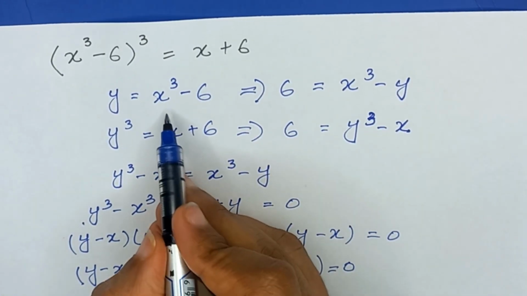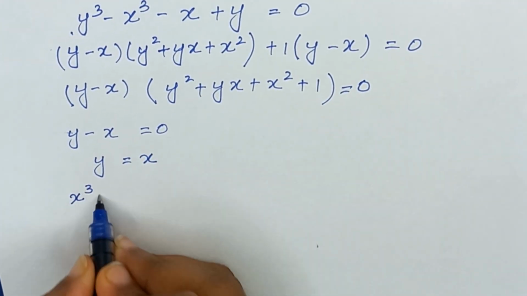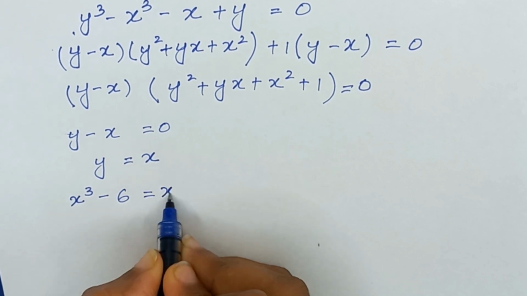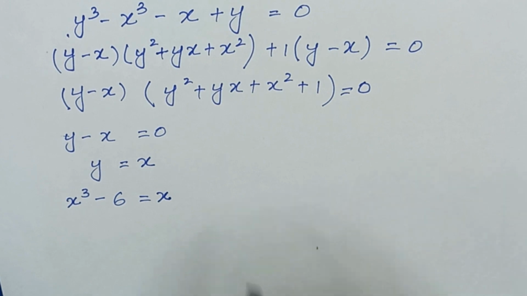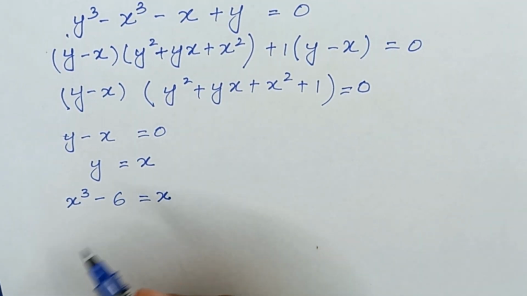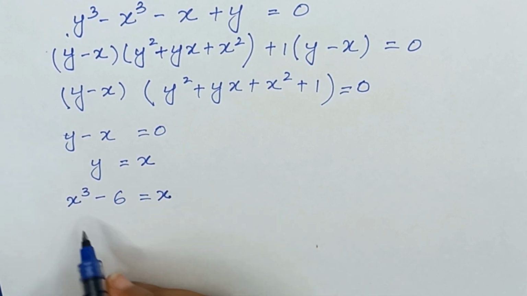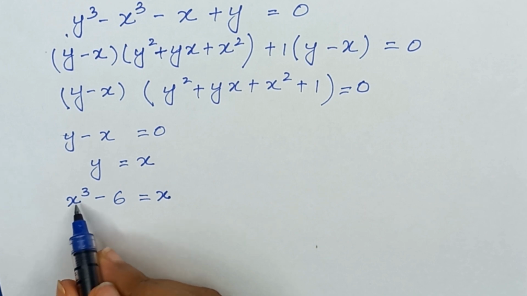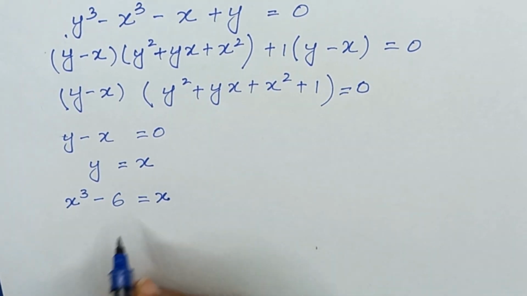But y is equal to x cube minus 6, so it will become x cube minus 6 is equal to x. Now it is a cubic equation. So first of all, I will find the solution by guess and check. If I substitute x is equal to 2, then it will become 2 cube, which is equal to 8, and 8 minus 6 will be 2, which is equal to 2. It means x is equal to 2 is one of the solutions of this equation.